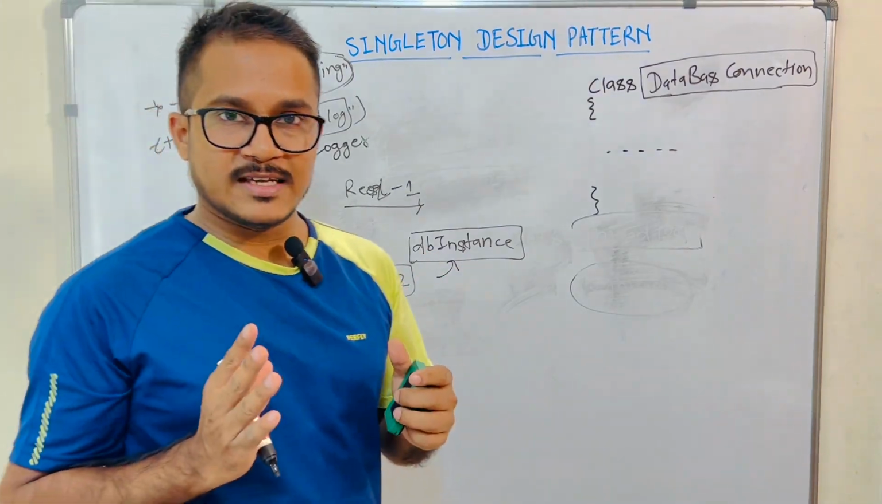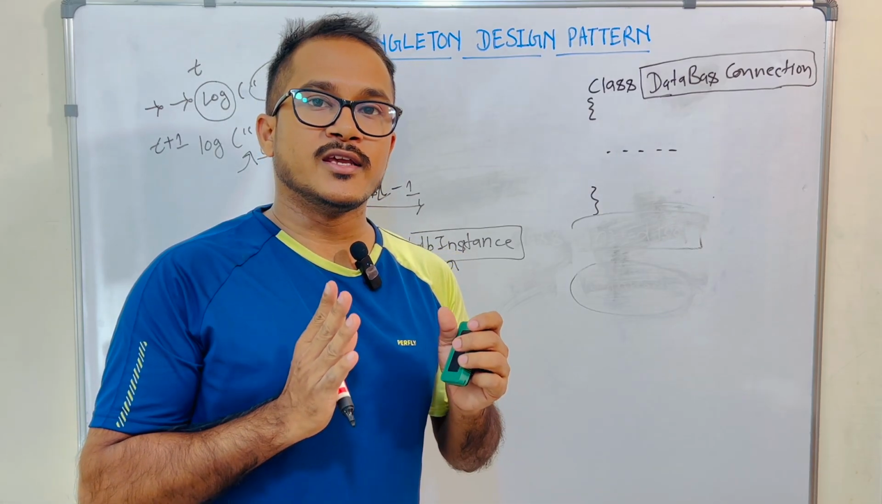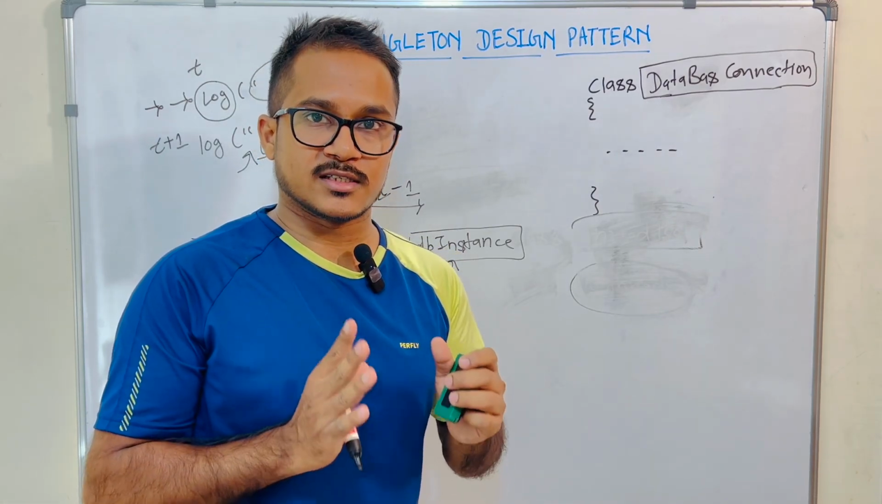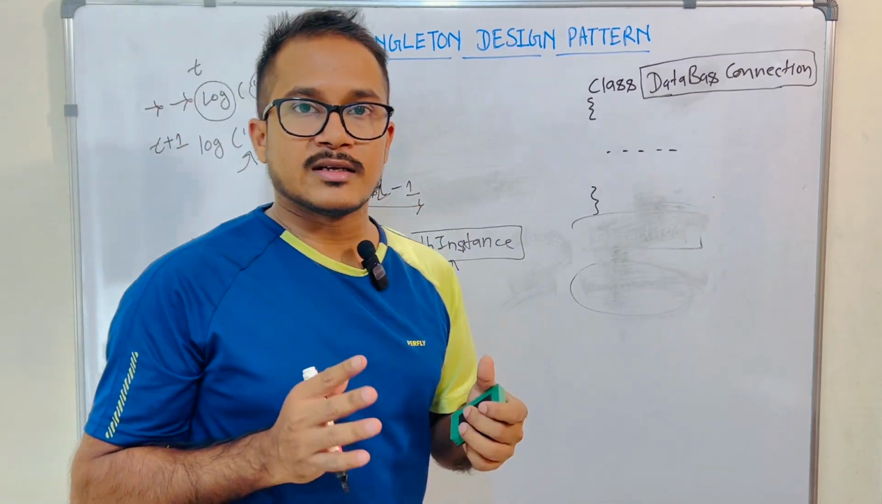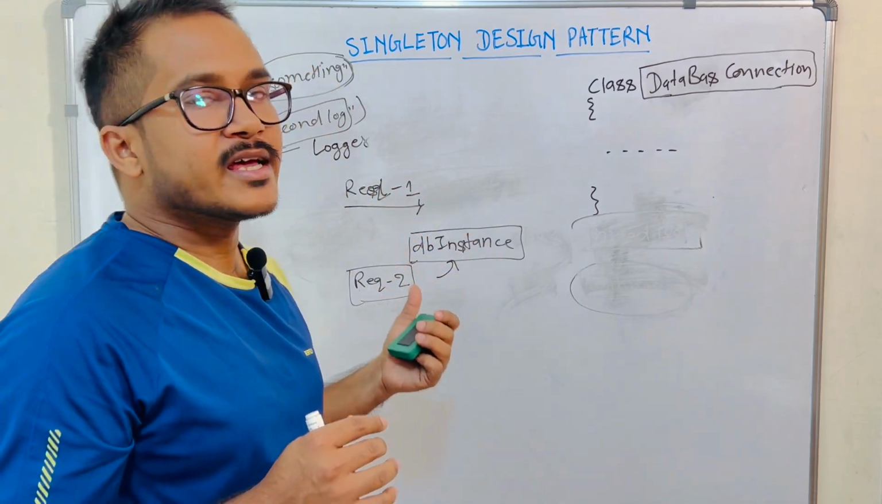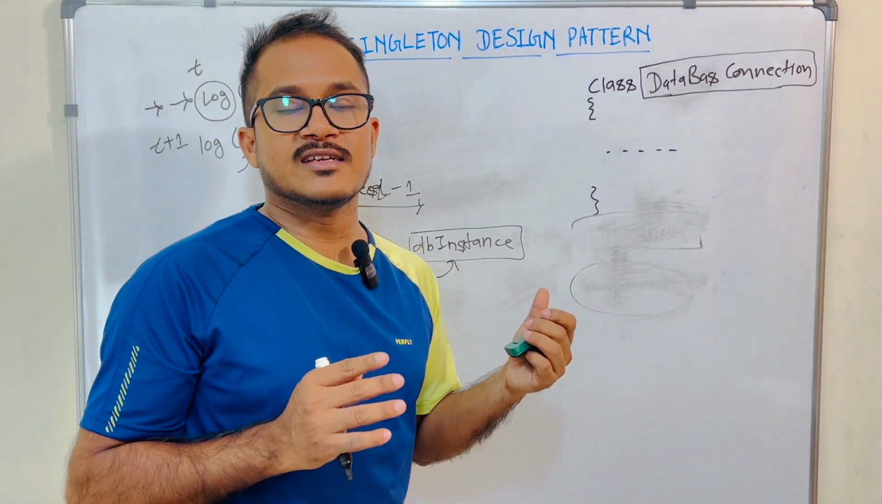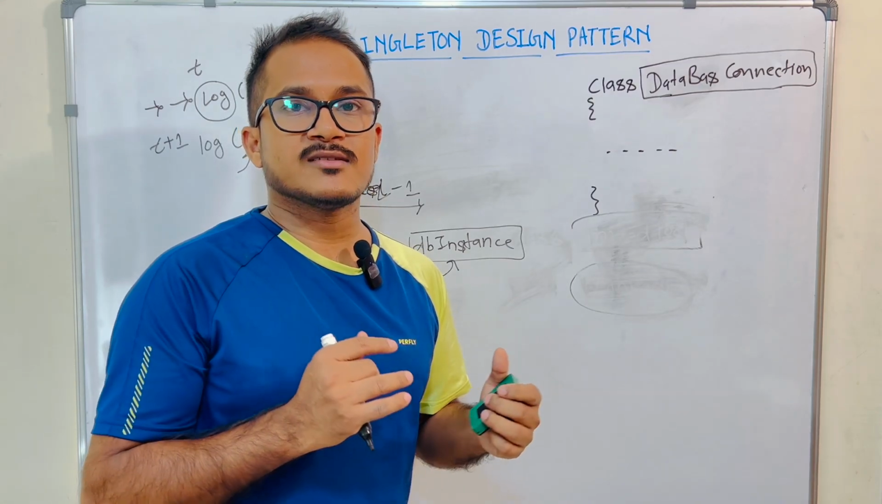So overall, whenever you want a single instance of any class inside the whole system, in that scenario you are supposed to use singleton design pattern. We'll try to implement all this idea, like how we can make sure that only a single instance is there inside the system, in C++ in the next lecture.